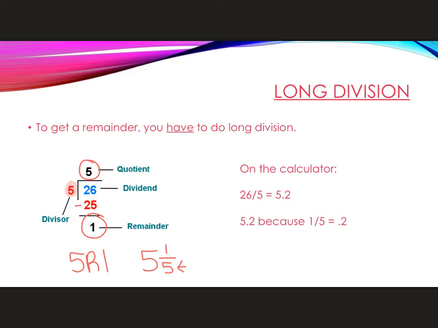On the calculator, you would do 26 divided by 5, and you'll get 5.2. And that is because 5.2, the .2 is 2/10, which equals 1/5. And you'll look more at that kind of stuff when you get into fractions and mixed numbers.